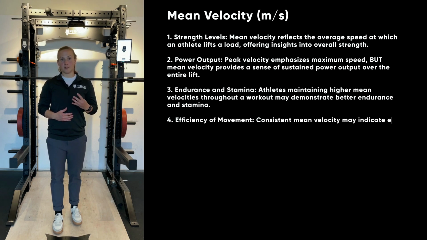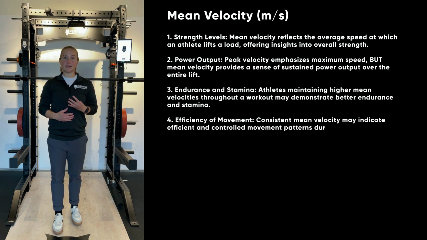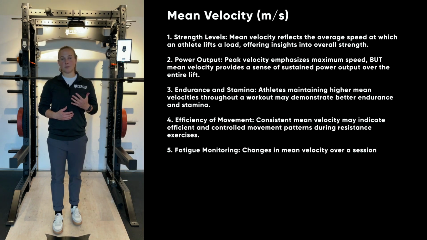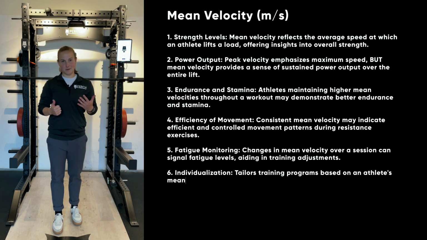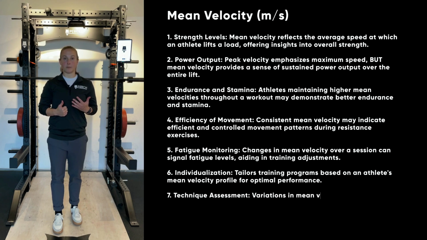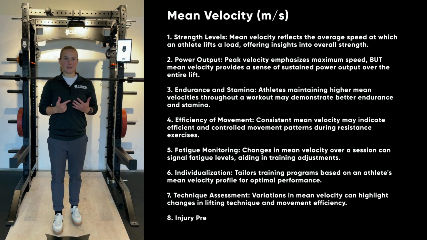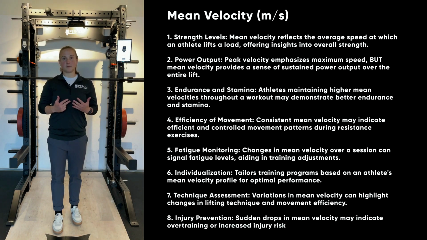Number 4, efficiency of movement. Consistent mean velocity may indicate efficient and controlled movement patterns during resistance training exercises. Number 5, fatigue monitoring. Changes in mean velocity over a session can signal fatigue levels, aiding in training adjustments. Number 6, individualization. This tailors training programs based on an athlete's mean velocity profile for optimal performance. Number 7, technique assessment. Variations in mean velocity can highlight changes in lifting technique and movement efficiency. Number 8, injury prevention. Sudden drops in mean velocity may indicate overtraining or increased injury risk, prompting necessary adjustments.